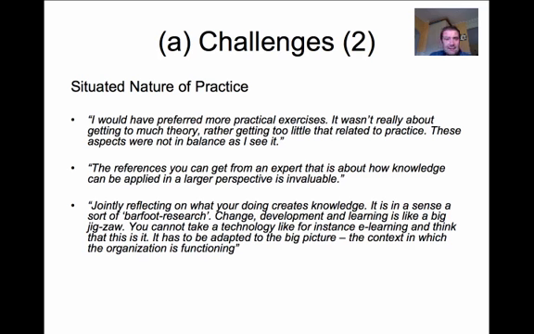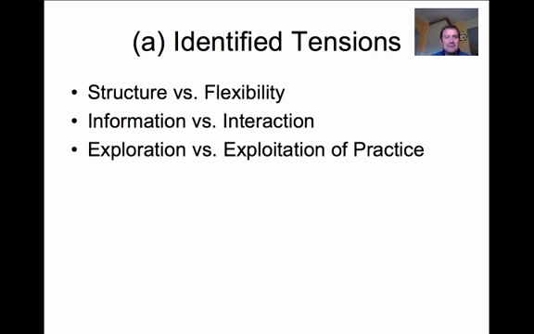And in order to summarize this, we identified three contradictions or paradoxes or tensions, as we call them here. There is an inherent tension between structure and flexibility. There is an equal inherent tension between information and interaction, and the exploration versus exploitation of practice, or radical versus incremental, or incremental versus radical change of practice. All in all, this was summarized into an idea.